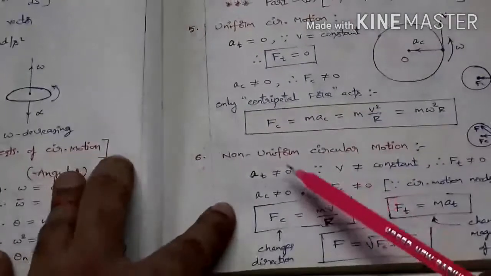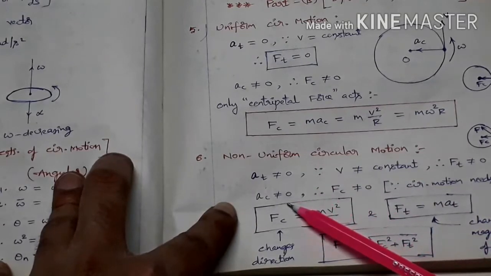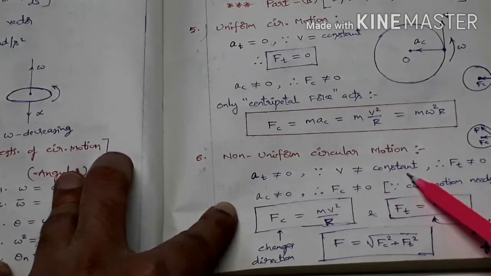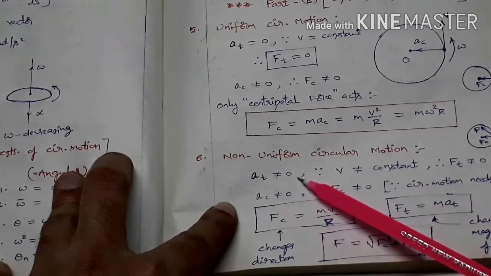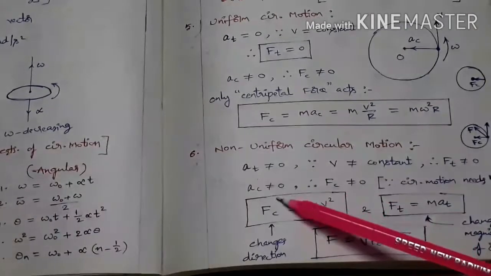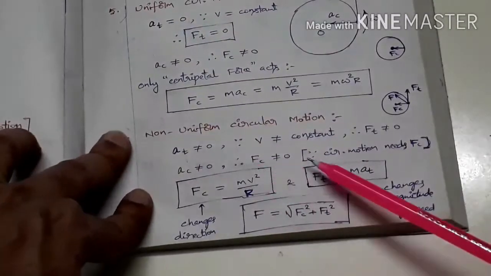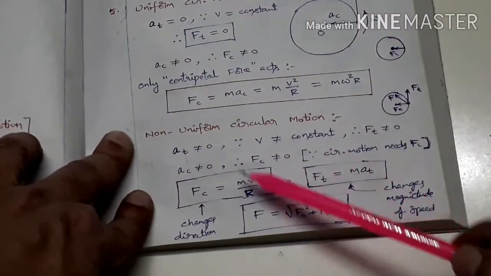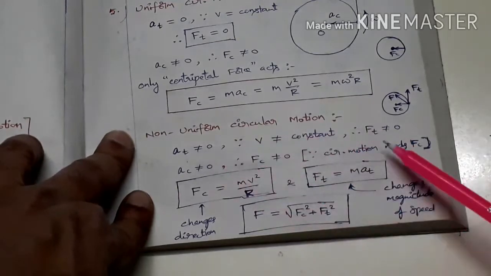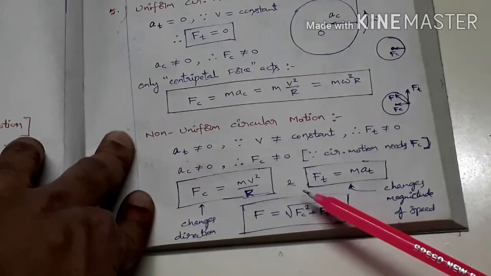Similarly, now non-uniform circular motion: AT is not equal to 0, AC is not equal to 0. Both will be there because V is not constant, therefore AT is not equal to 0. So AT is there. Similarly, direction is continuously changing, therefore AC is also existing here. Correspondingly, since there are two accelerations, corresponding forces are also existing here. Therefore, since AT is not equal to 0, FT will be existing here. Since AC is not equal to 0, FC will be existing here.